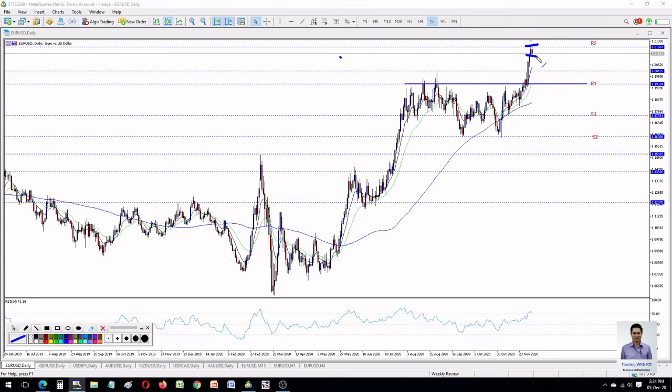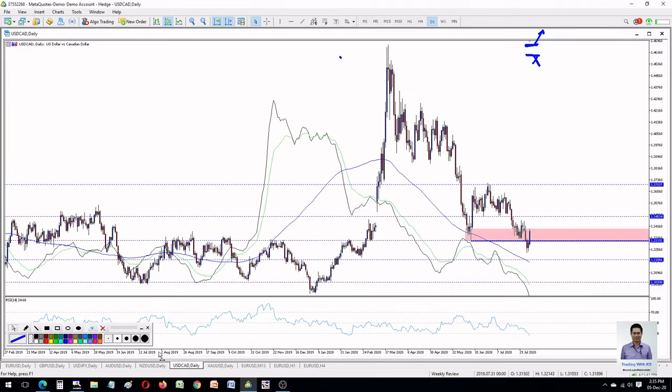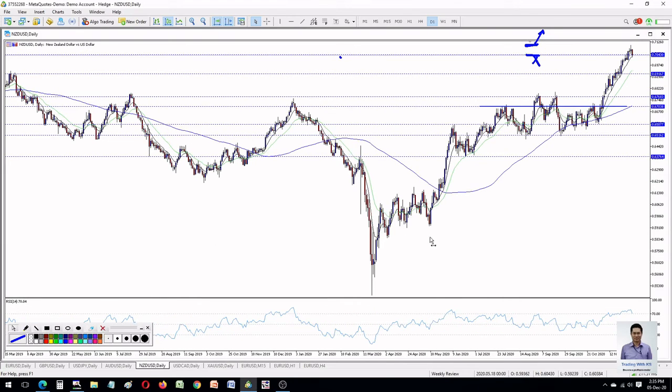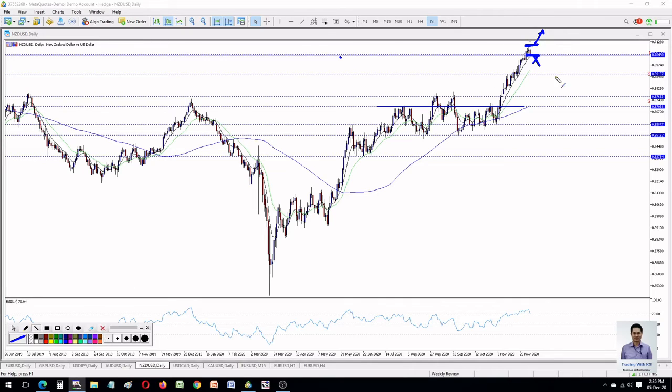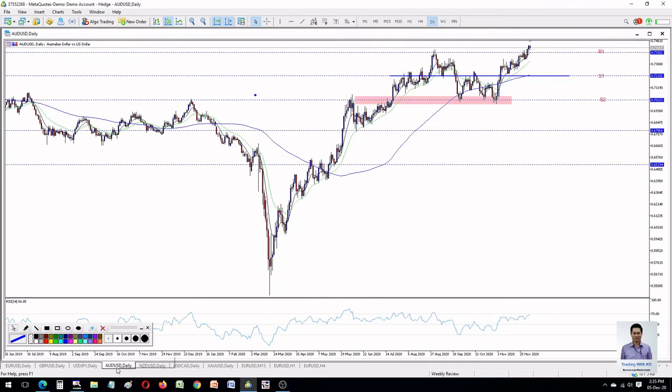So if you buy here, the stop loss will be here. The stop loss will be below the consolidation. If it's a trend line, the stop loss will be below the trend line. If it's a consolidation, the stop loss will be below or above the consolidation. So buy, break up, retest, buy. Okay, so this is the outlook for the AUDUSD.